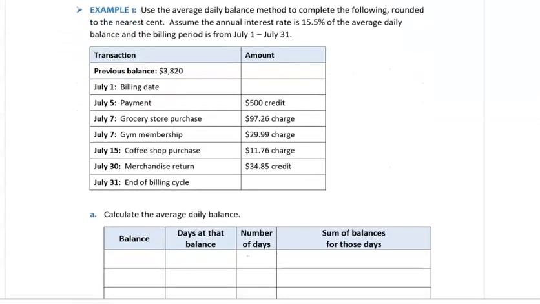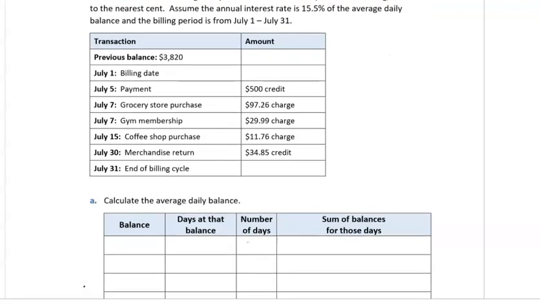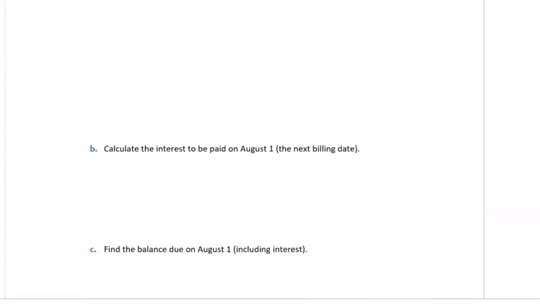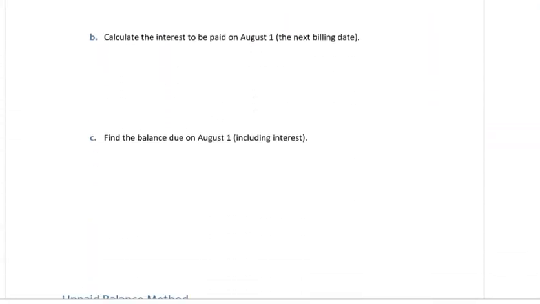Example 1. Use the average daily balance method to complete the following, rounded to the nearest cent. Assume the annual interest rate of 15.5%, and the billing period is from July 1st to July 31st. In part A, we will calculate the average daily balance. In part B, we will calculate the interest to be paid on August 1st, the next billing date. And in part C, we will find the balance due on August 1st, including interest.